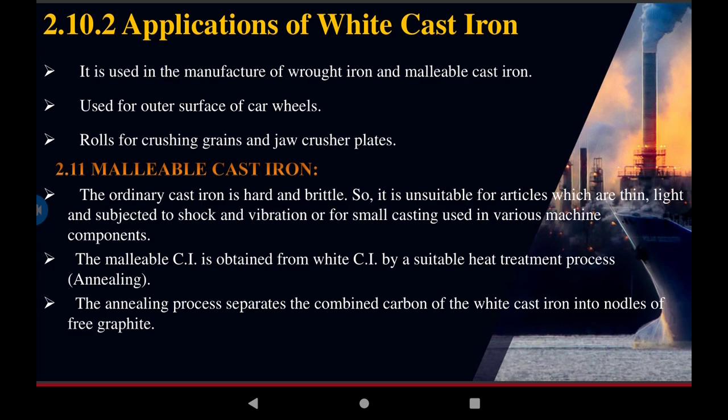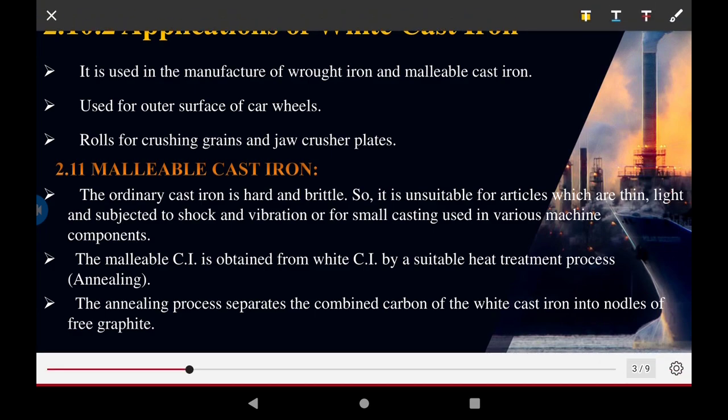Application of white cast iron. It is used in the manufacture of wrought iron and malleable cast iron. Used for the outer surface of car wheels, and in crushing grain and jaw crusher plates.